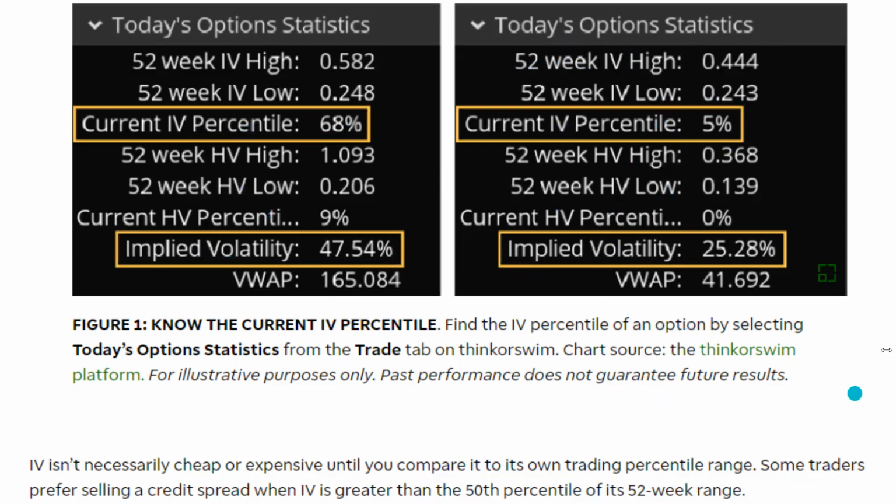It's very, very useful. Now, IV isn't necessarily cheap or expensive until you compare it to its own trading percentile range. Some traders prefer selling a credit spread when IV is greater than the 50th percentile of its 52-week range.